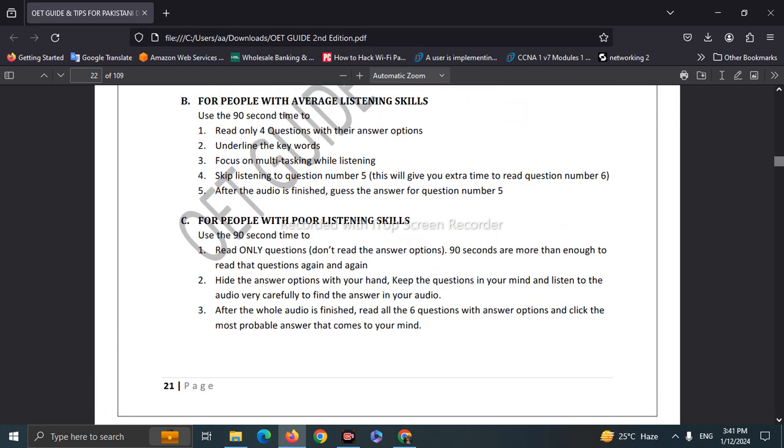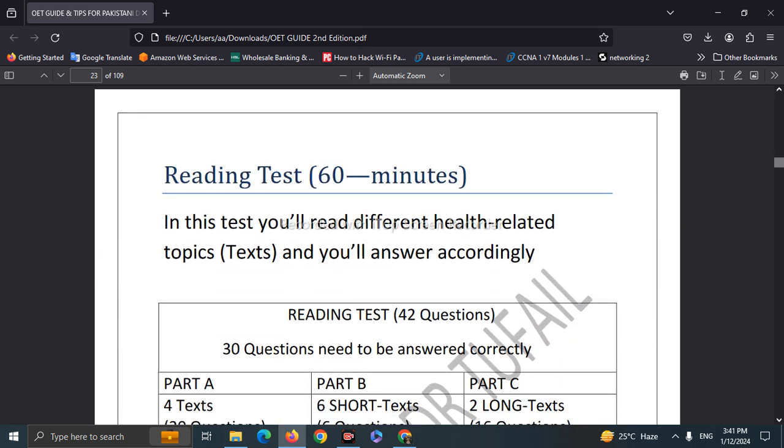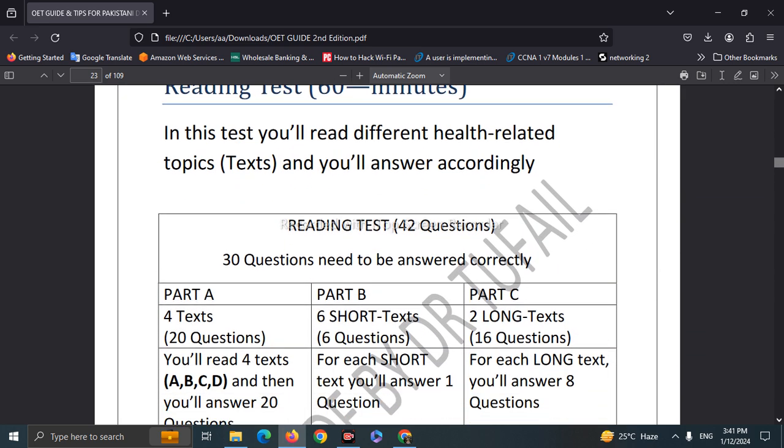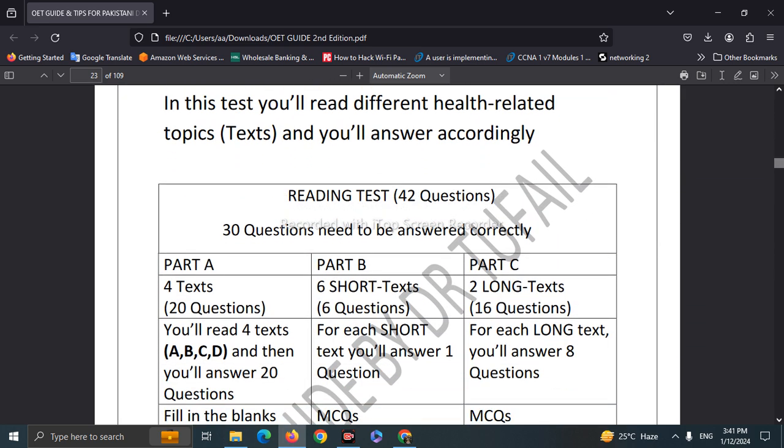When you're done with all the 8 questions, then come back to the first question and read its options as well, to get familiarized with them. Now we'll move on.